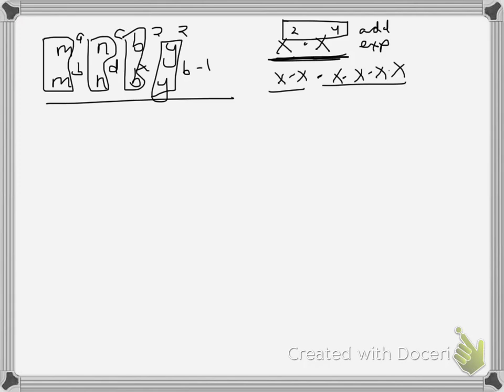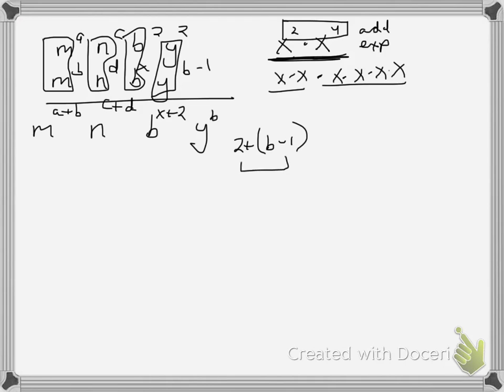So following that rule, let's add my m's. A plus b. I can't combine those any better than that. Let's add my n's, c plus d. Let's add my b's, x plus 2. And my y's, kind of more interesting. I would add b minus 1, or I would add 2 plus b minus 1. Combining those, I'm going to get b plus 1. 2 minus 1 is plus 1. Okay? And so that would be my answer there.